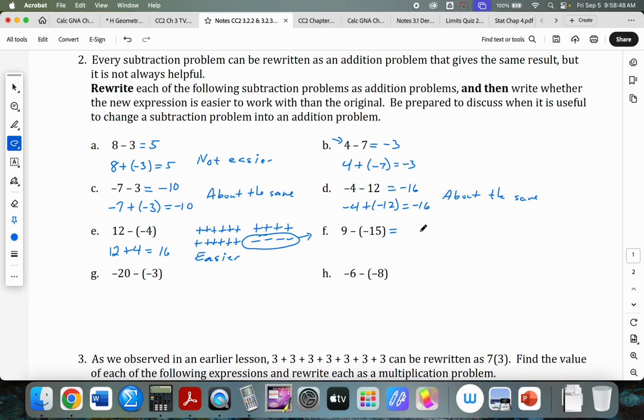So if I have this, then Warren, tell me, how could I rewrite that? 9 plus 15. Yeah, it's 9 plus 15. Subtracting a negative is the same thing as adding a positive. And that is, I think, a lot easier. Thank you, sir.